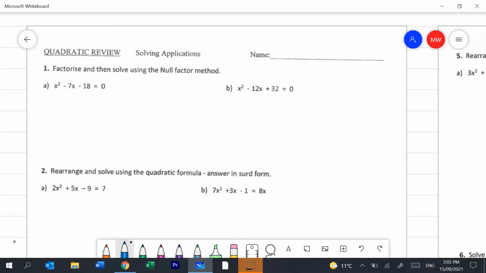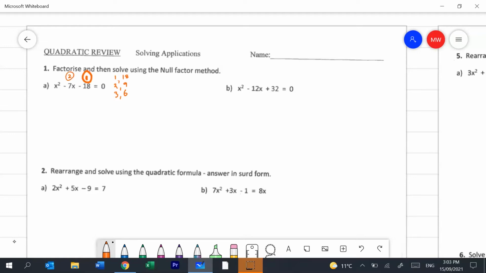In the first one, we're using the null factor method and we need to factorise these. So hopefully you can factorise them. Remember that this is sort of a couple of step process here. We look at this number first and then we look at this number. So I'm looking at 18 and I'm trying to write down factors of 18 that might make 7. So I've got 1 times 18, I've got 2 times 9, and I've got 3 times 6. And I would like to make the number 7.